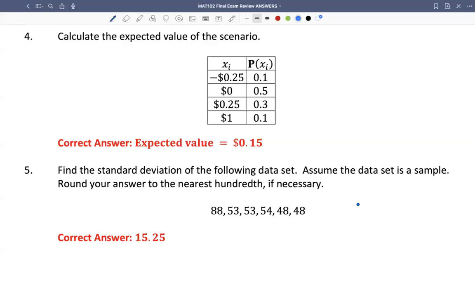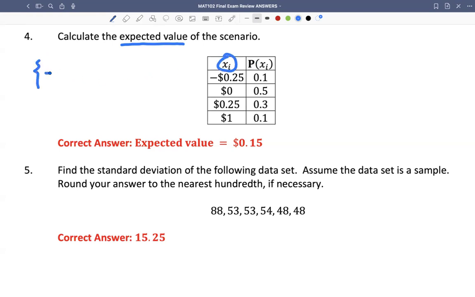Okay, let's see question 4. We want to calculate expected value. We're given this table. What does this table mean? This xi means we're given this data.